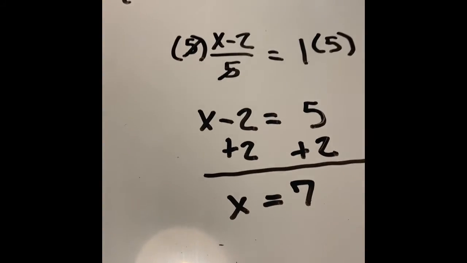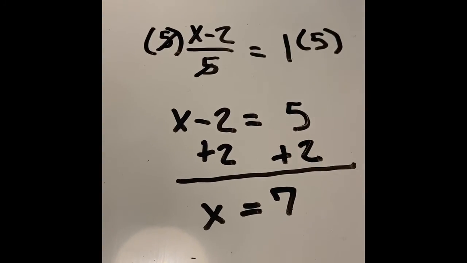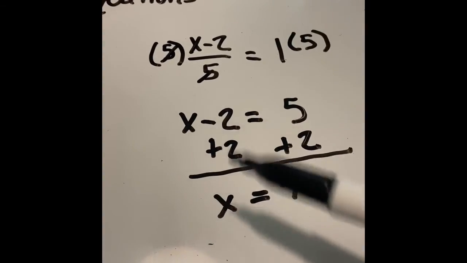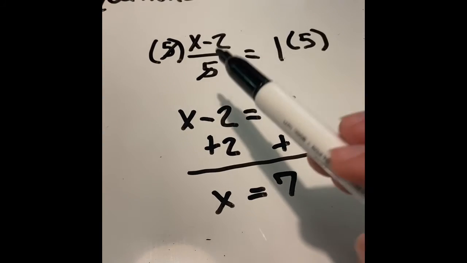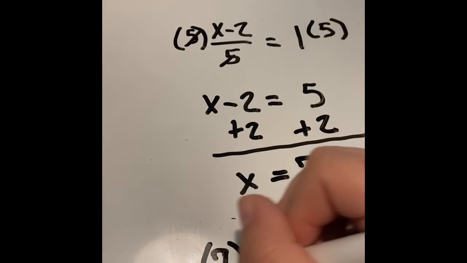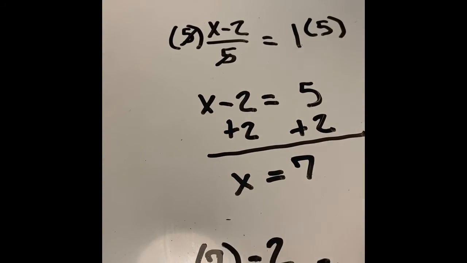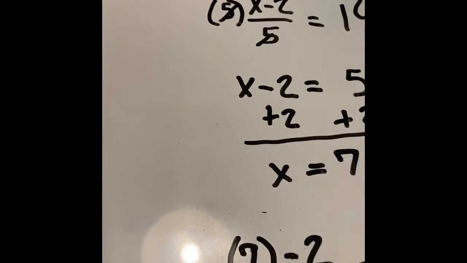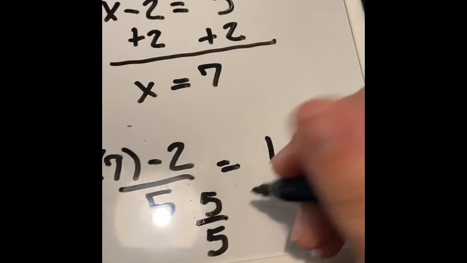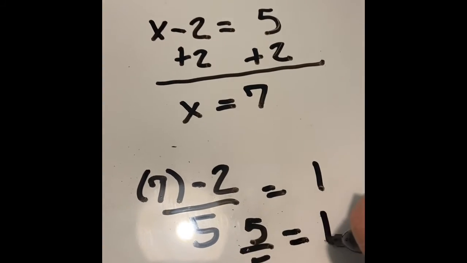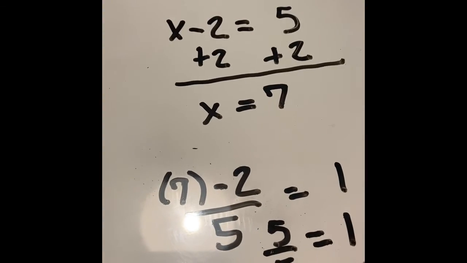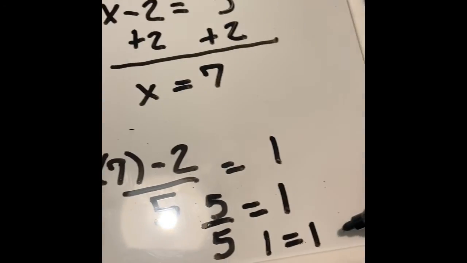So we're going to go back and plug this one in just to make double sure that we're right. So we just replace the x here in x minus 2 over 5 with a 7. So we have 7 minus 2, divided by 5, equals 1. All right, and 7 minus 2, that's 5, divided by 5, sorry, my handwriting's getting a little crazy, equals 1. And we already know that any number divided by that same number is going to equal 1, so we have 1 equals 1, which is correct.